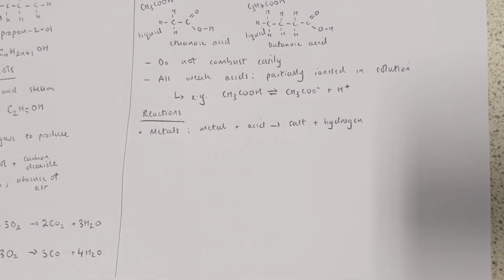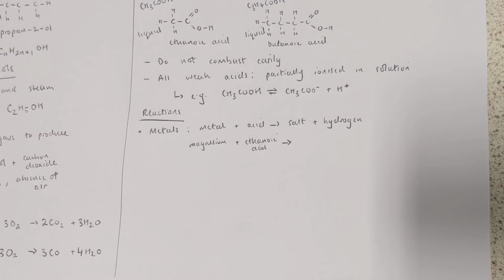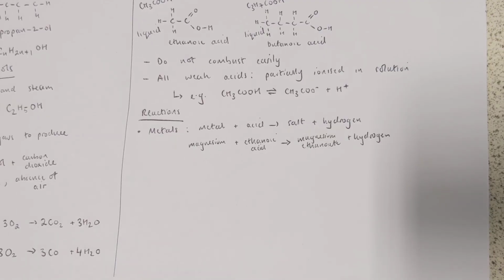So if we try to give an example using a carboxylic acid, you need to be able to know the name of the salt produced in these reactions. So we've gone for magnesium being the metal, ethanoic acid being the acid. For the salt, the first word of the salt comes from the metal, so we're going to go for magnesium. The second word of the salt comes from the acid. Ethanoic acid will give you ethanoate as a salt ending, and then hydrogen is just hydrogen. And that gives us our complete word equation.